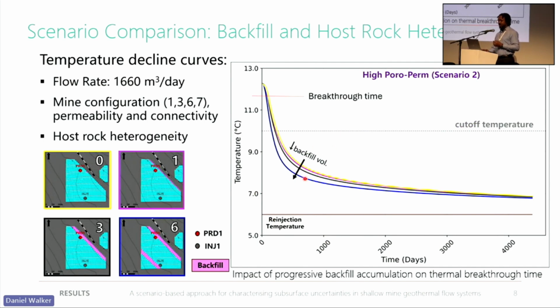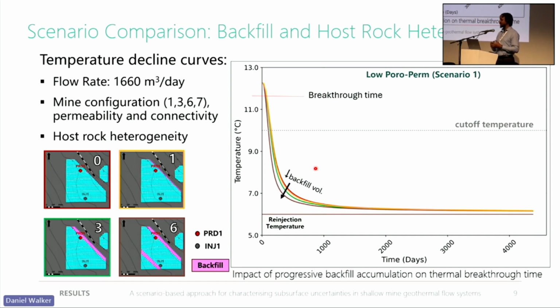So the image here just shows temperature evolution curves in the high host rock porosity permeability scenario 2. And I've also increased the backfill volume. So we have a progressive increase in backfill volume as you move from 0 to 1 to 3 to 6. And what you can see here in the plot on the right is that you have a decrease in the temperature recovery as you increase the backfill material volume within the mine.